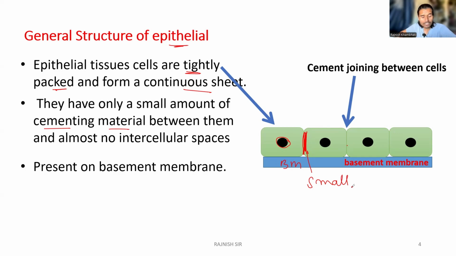Understand, cement material is very small. What is small? Glue is very small. Cement material is very small, but still it is very, very strong. And there is no intercellular space present, and they are present on the basement membrane. Clear? This is the structure.